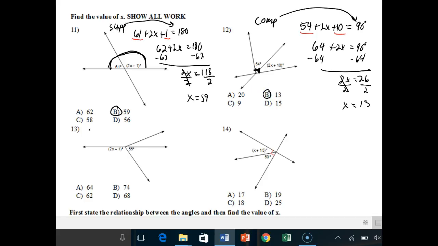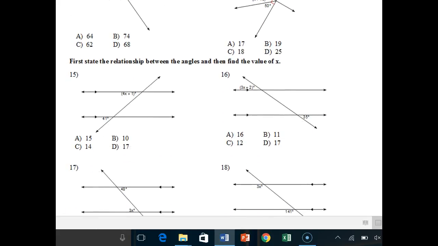So the relationship we have in 13 is supplementary. So that means we'll add them up to 180, and the relationship we have in 14 is complementary. So 11 is just like 13, and 12 is just like 14. All right, and lastly, these ones. Find the relationships and then find the value.